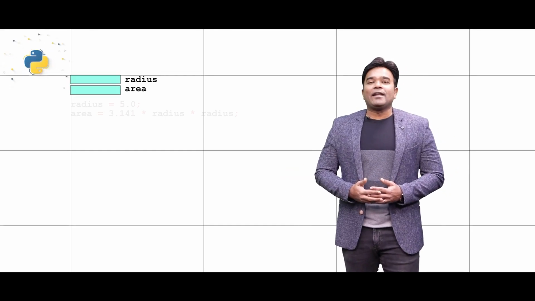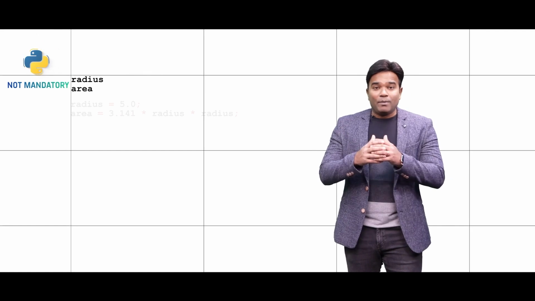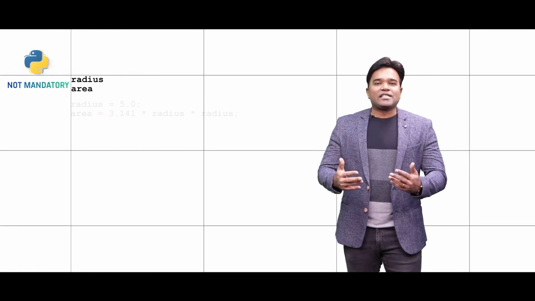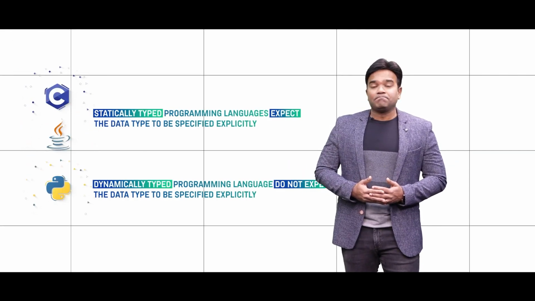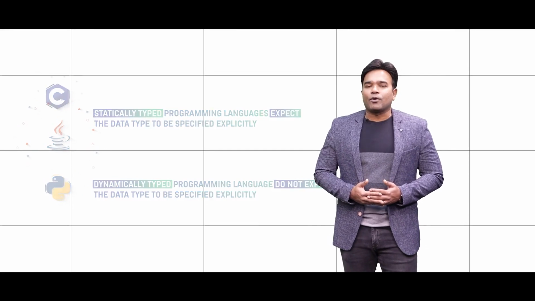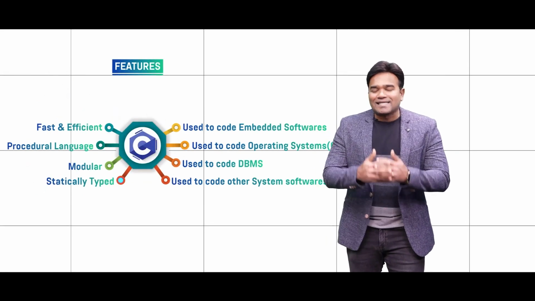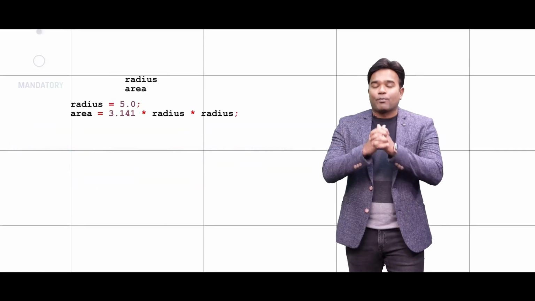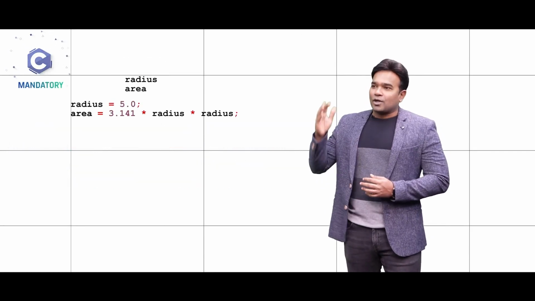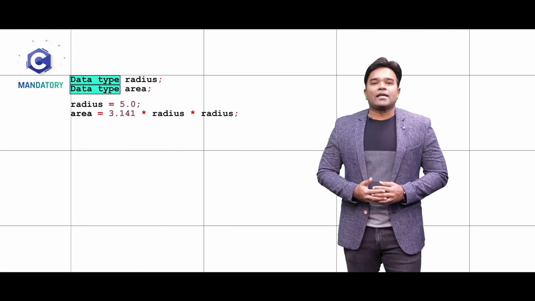There wouldn't have been any necessity for me, the programmer, to explicitly specify the data type. That is because Python happens to be a dynamically typed programming language, but C is not a dynamically typed programming language. It is a statically typed programming language, and hence it is compulsory for me as a programmer to specify the data type of the variable.